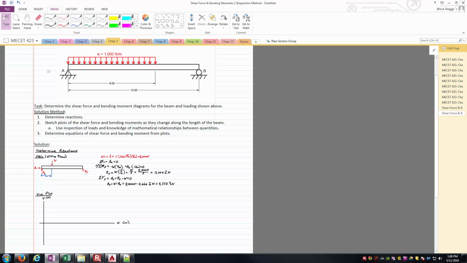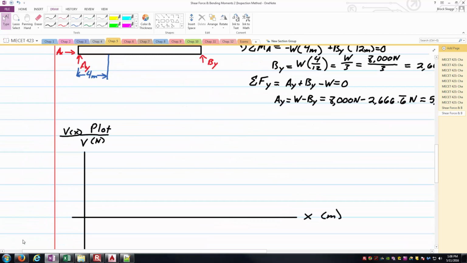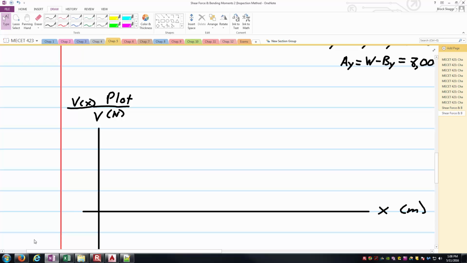so that will cause no moment, but it's going to have a discontinuity here associated with the shear force. It's not going to start at 0, but it's going to jump up automatically by this magnitude associated with A sub y here, which it appears to be 5,333 and a third newtons. And so we'll go ahead and just place that, say, here.